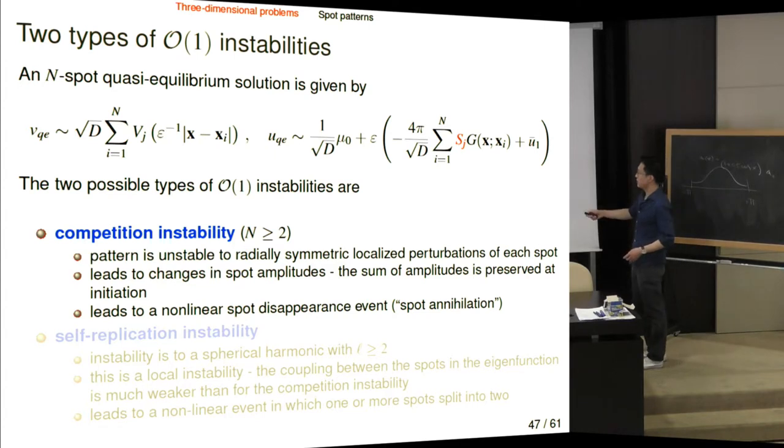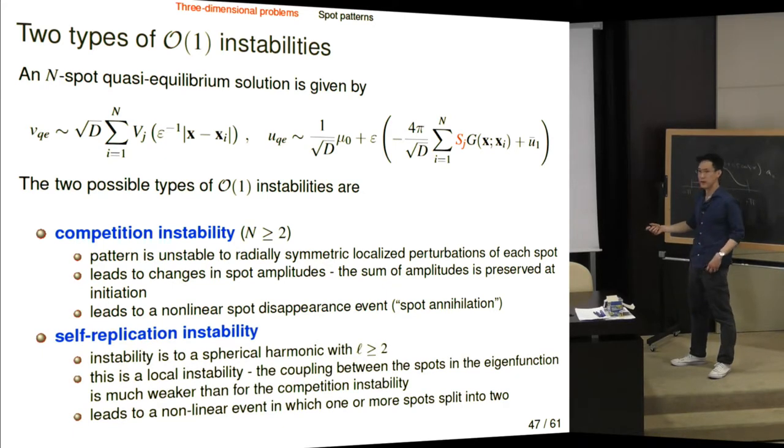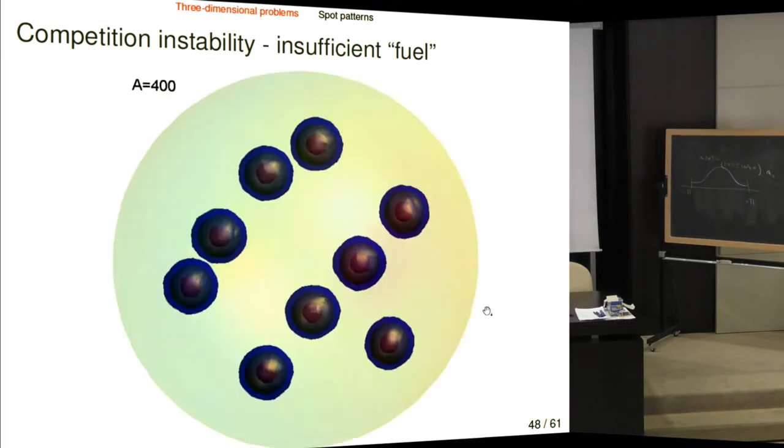So competition instability, there's a competition for resources. This only happens for n greater than or equal to 2. Spots annihilate. Self-replication is the opposite. When A gets large, they split. So I'll run these videos.